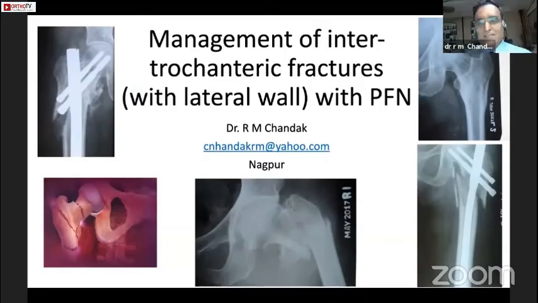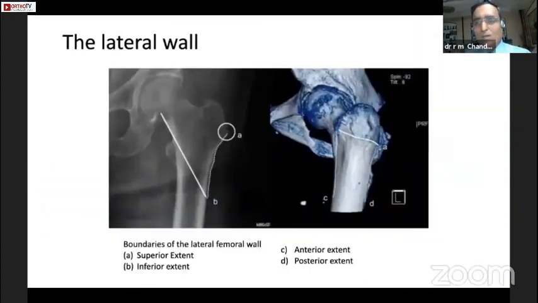Presenting my point of view on the management of intertrochanteric fractures with lateral wall implications with a PFN, that is a two screw system. The lateral wall has been very nicely defined, but let me ascertain the boundaries: the superior extent, the inferior extent, the anterior and the posterior extent. That is what is defined as a lateral wall.